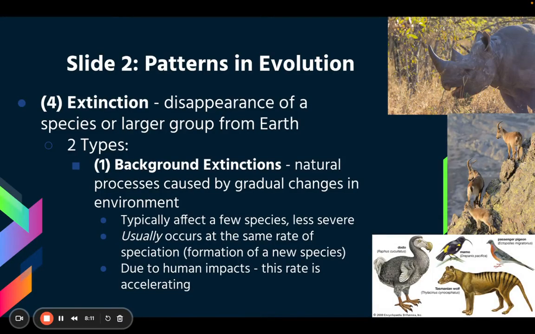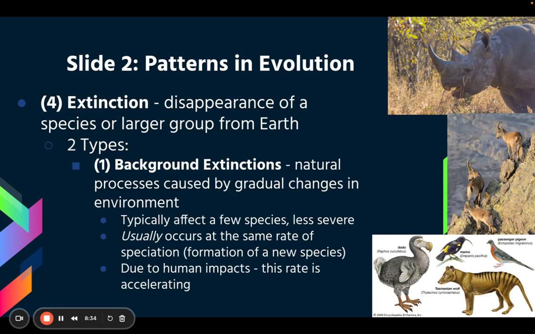Extinctions are our last pattern of evolution, and probably the one you know the most about. I know you all could provide an example of at least one extinct species, like the dodo, passenger pigeon, or the western black rhinoceros. An extinction is defined as the elimination or disappearance of a species or larger group from Earth. Now, there are two types of extinctions.